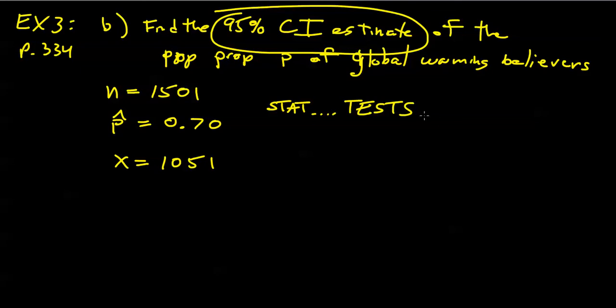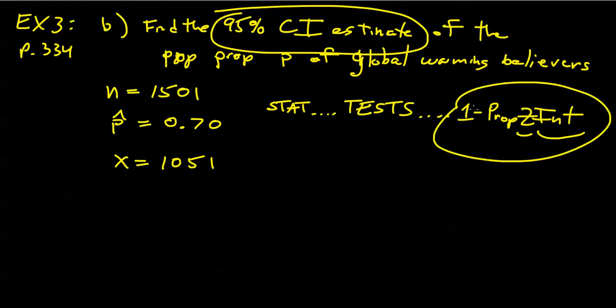Under that test option, if you scroll down, we should be able to find an operator called one prop z int. On my calculator, the 83, I believe it's address A on that sublist, one prop z interval. Z because we're basing our confidence interval on a z-score. You may recall the formula for E involves a critical z value, and interval because we're creating what we call a confidence interval. So not the z-test, it's the z-interval command, one prop z-interval.